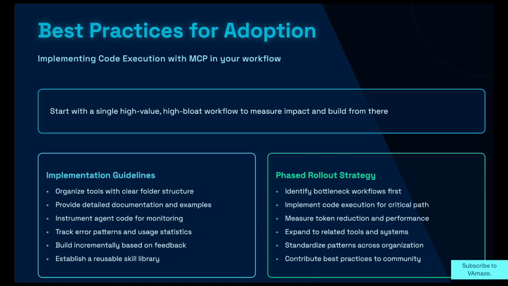Sixth, consider providing code examples. Just as API documentation benefits from examples, your agent benefits from seeing example code for common patterns. These examples can be included in tool files or in a separate examples directory.